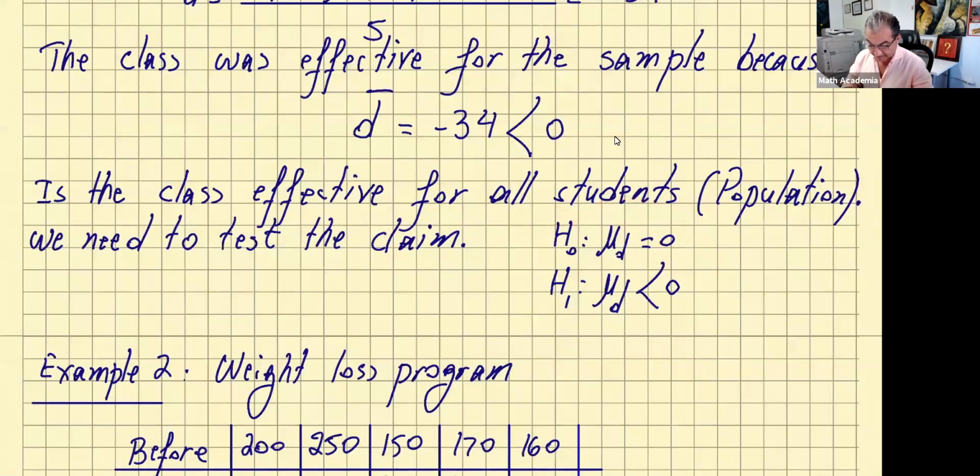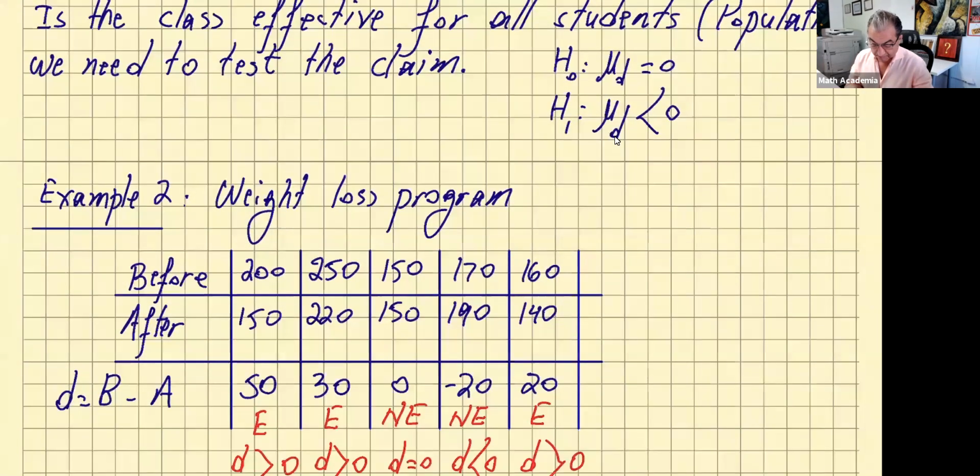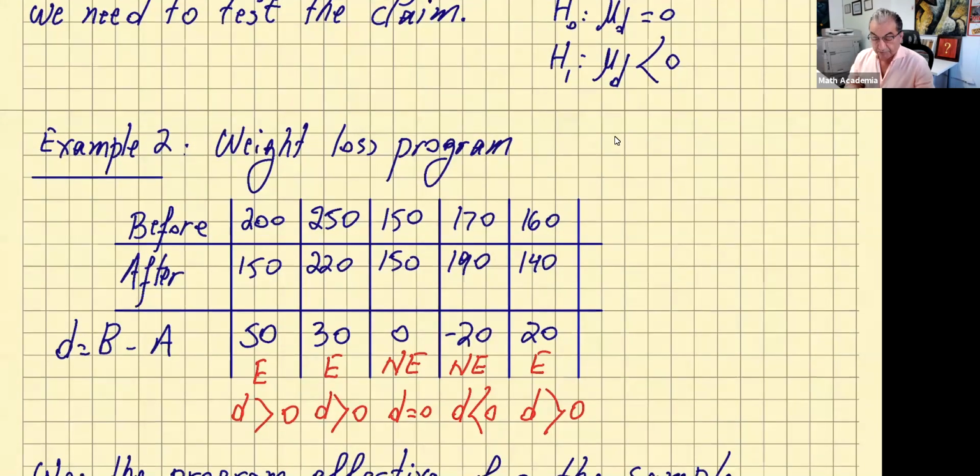Now let's see another example. Weight loss program. So there's a weight loss program. We want to know if the weight loss program is effective for the population, and we can say, yes, this weight loss program is effective, and advertise that. So to check that, of course, we pick a sample and we weigh them before and we weigh them after.